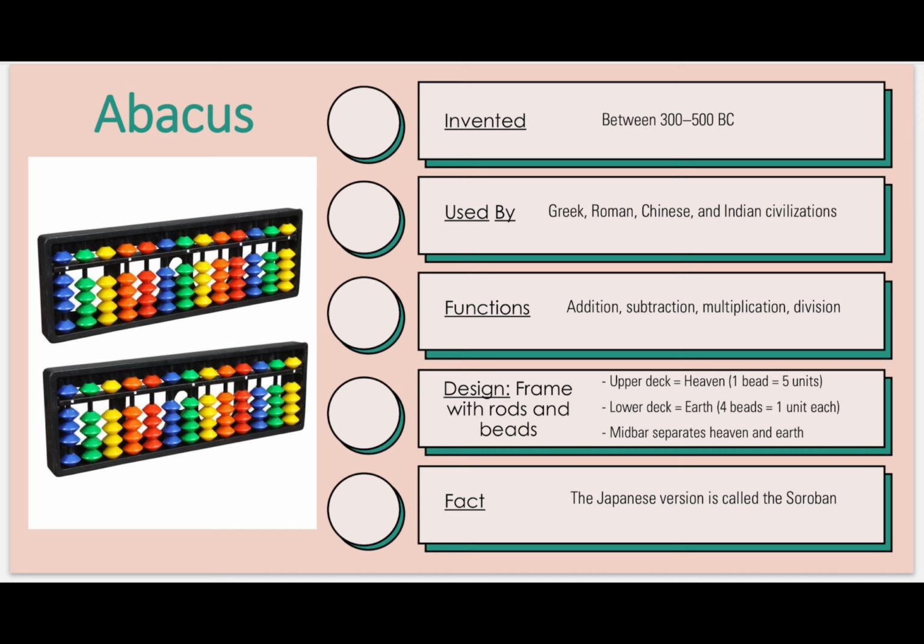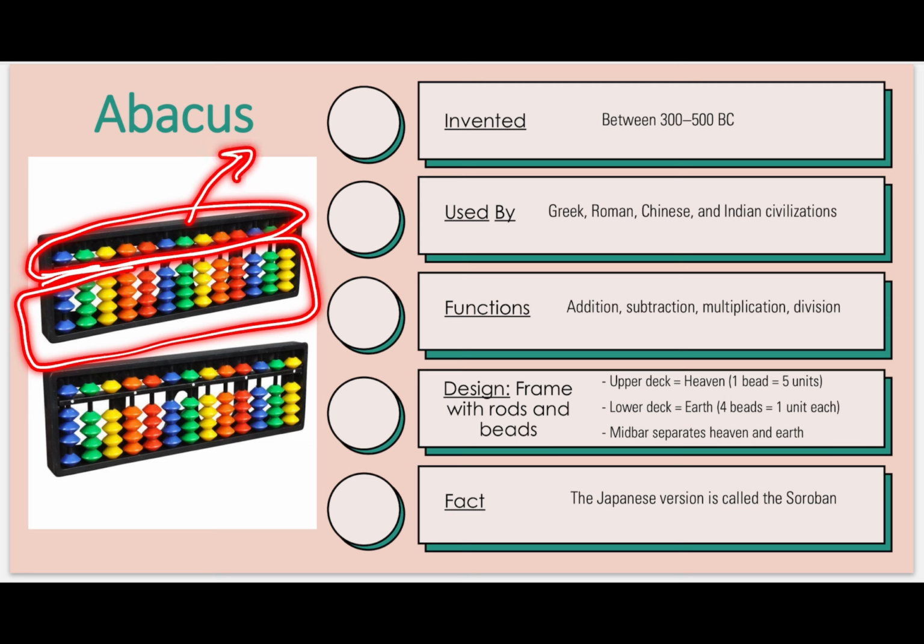What was the function? What can we perform on this abacus? We can perform addition, subtraction, multiplication and division, right? Everyone should be familiar with abacus, am I right? So we will see now the design. What was the frame? See, the upper deck means heaven. You can see this deck, this is called heaven. One bead means this one. What is the value of this? 5 units. And these are lower beads, which are called earth. What is the value of one bead? One bead consists of 1 unit, right? This upper is called heaven, this lower is called earth.